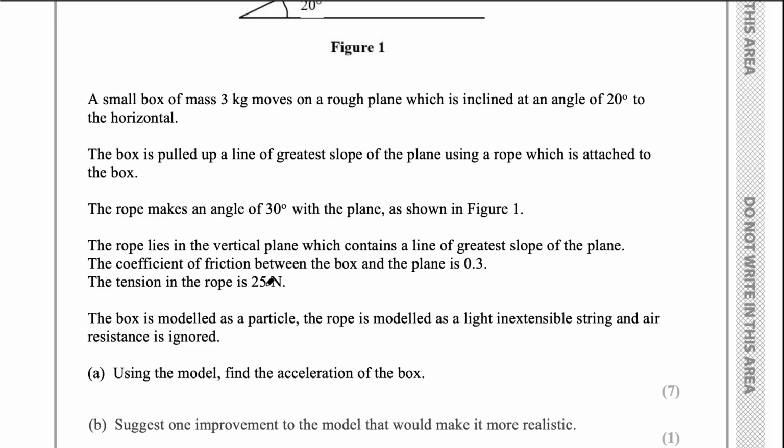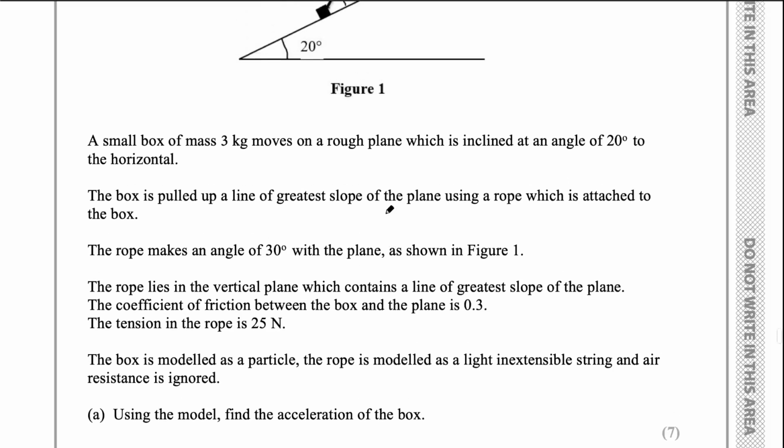The rope lies in the vertical plane which contains a line of greatest slope of the plane. The coefficient of friction between the box and the plane is 0.3. The tension in the rope is 25 newtons. The box is modelled as a particle. The rope is modelled as a light, inextensible string, and air resistance is ignored. And part A says, using the model, find the acceleration of the box.